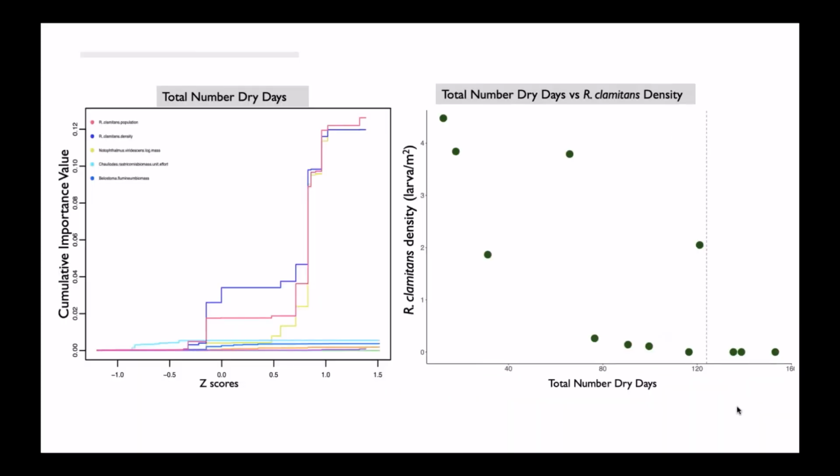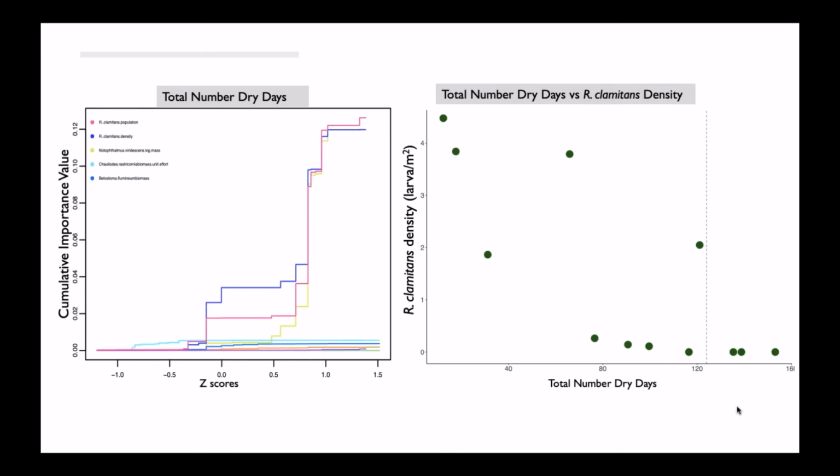So here we have that plot that I just showed on the left, but the new plot that you're seeing is our R. clamitans density, so the larvae per meter squared, plotted against total number of dry days on the x-axis. When you look to see exactly where this threshold is on the plot on the left, you see it falls at about 0.75 z-scores, or 0.75 standard deviations above the mean. When you calculate what that value would be for total number of dry days, it comes out to be about 124 dry days. That value is represented by the dotted line on the plot.